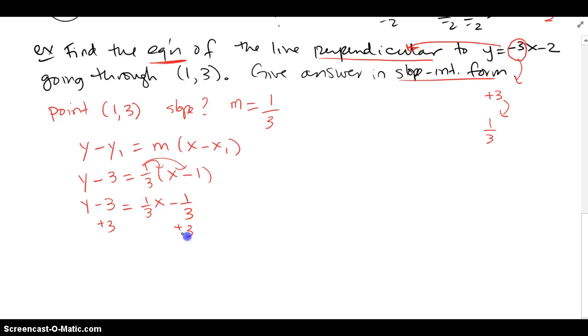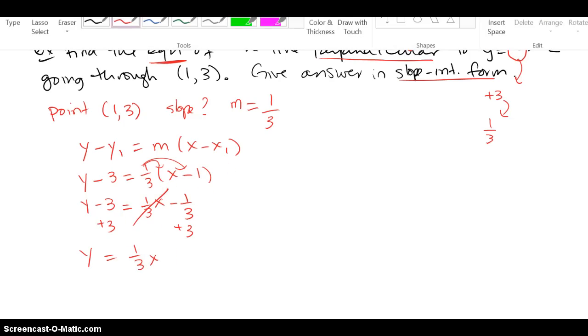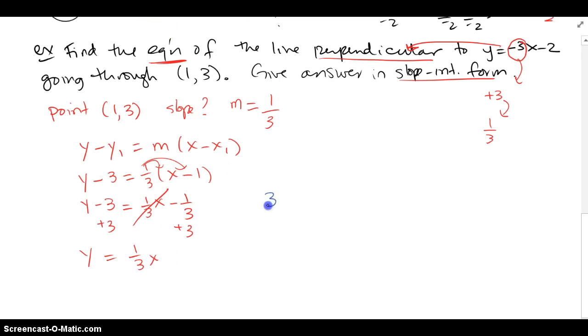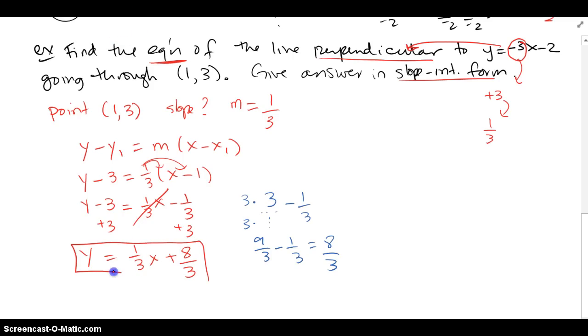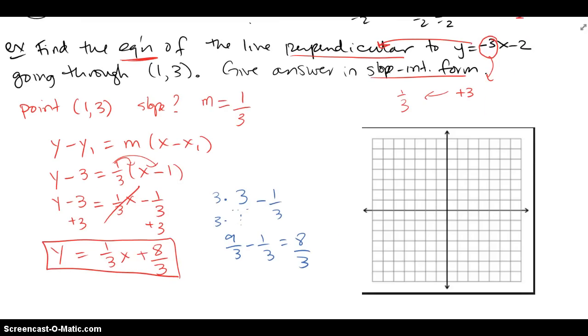to both sides. So now I have y equals 1/3 x, and I have to combine these two guys, so we're going to combine them on the side. I have a 3, which is positive, and a negative 1/3, so I have to get a common denominator of 3, that's 9/3 minus 1/3, which is 8/3. So it looks like the y-intercept here is going to be 8/3, and that's the equation of the line we were supposed to find. Now let's check this graphically and see what happens.